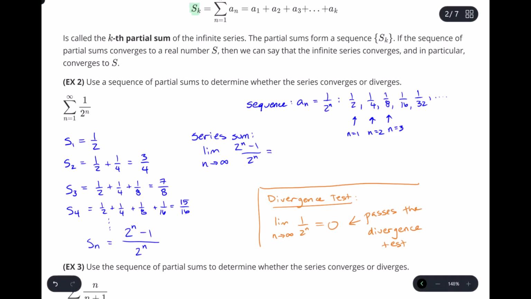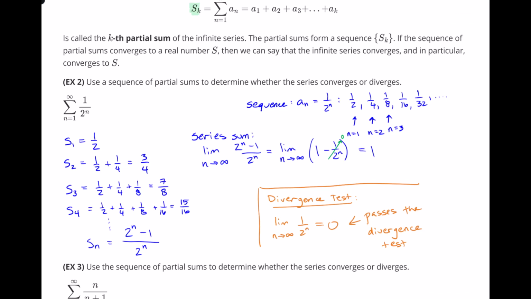Let's see, if I divide 2 to the n by 2 to the n, I could rewrite this as the limit as n goes to infinity of 1 minus 1 over 2 to the n. 1 over 2 to the n is going to go to 0 as n goes to infinity. So this limit goes to 1. So what that tells me is this series is going to converge to 1.